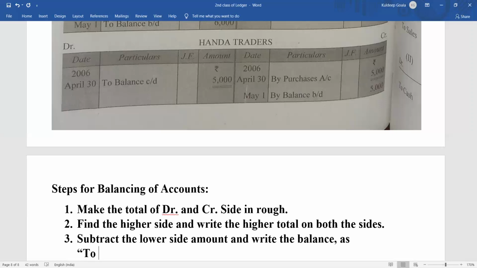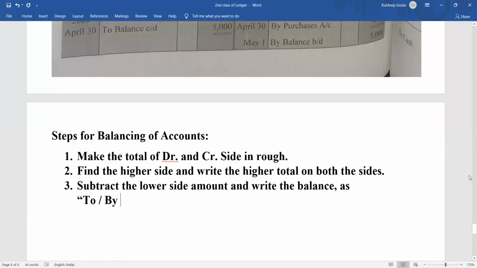It can be "to", it can be "by". If the debit side is more, then which one is the shorter side? The credit one, right? Then on the credit side you have to write "By balance carried down". And if the credit side is more, what will you do? Then you have to write on the lower side, which is the debit side. If the credit side is more, the lower side is the debit side. So on the debit side, you have to write "To balance carried down".